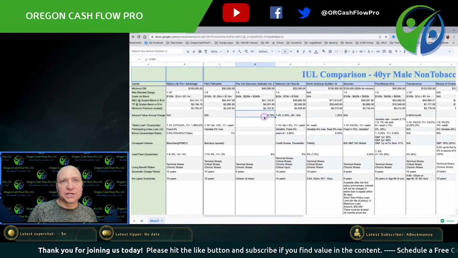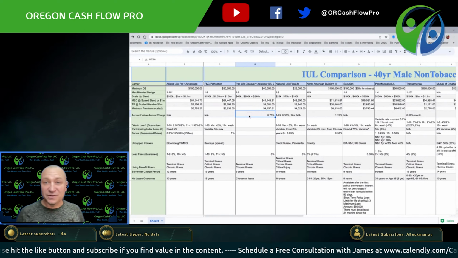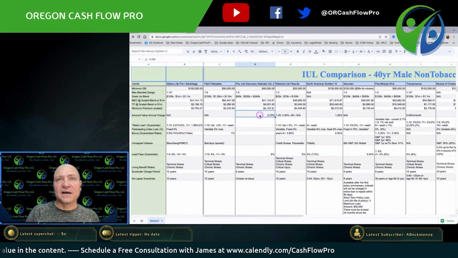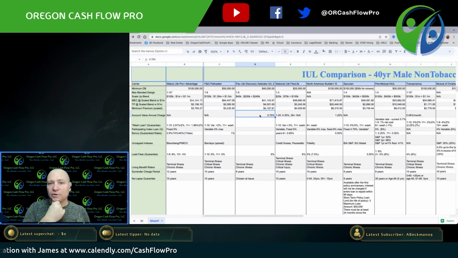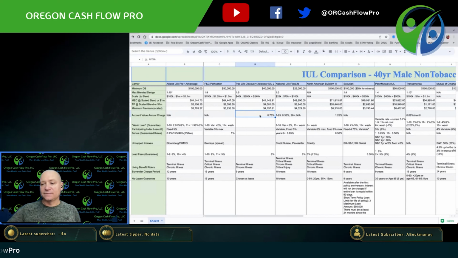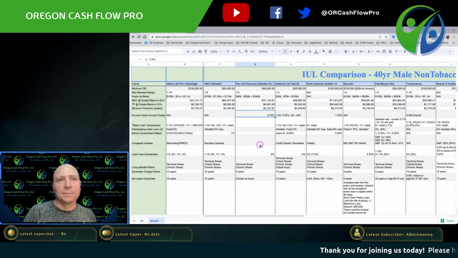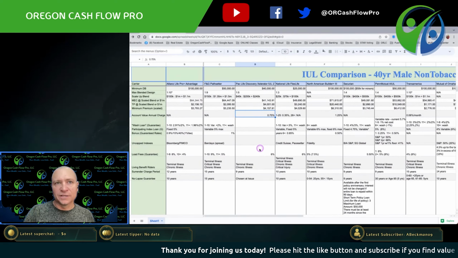PacLife does charge an annual account value charge of 0.75%. Remember, this is like your asset under management fee. So 0.75%. That's kind of similar to a 1% asset under management fee that you might get if you were to have somebody manage your money in the stock market. Okay. I don't have anything else filled in except the load fees. The load fees are 6% all the time.